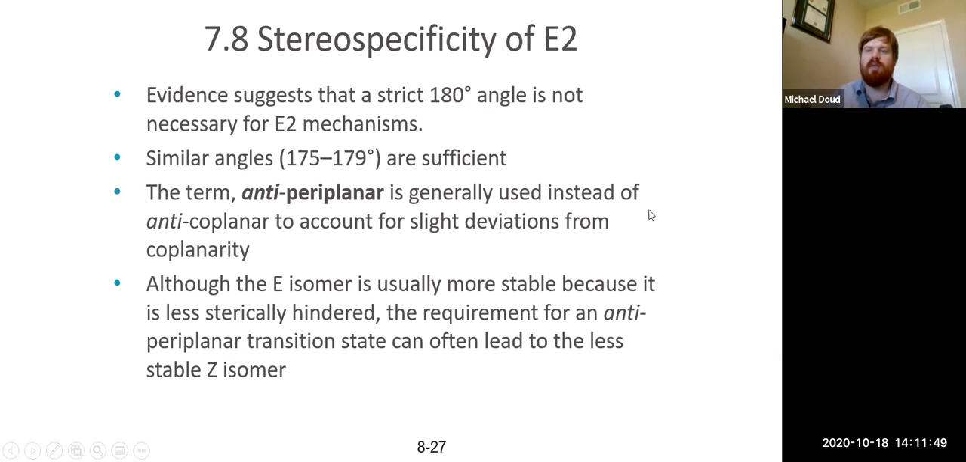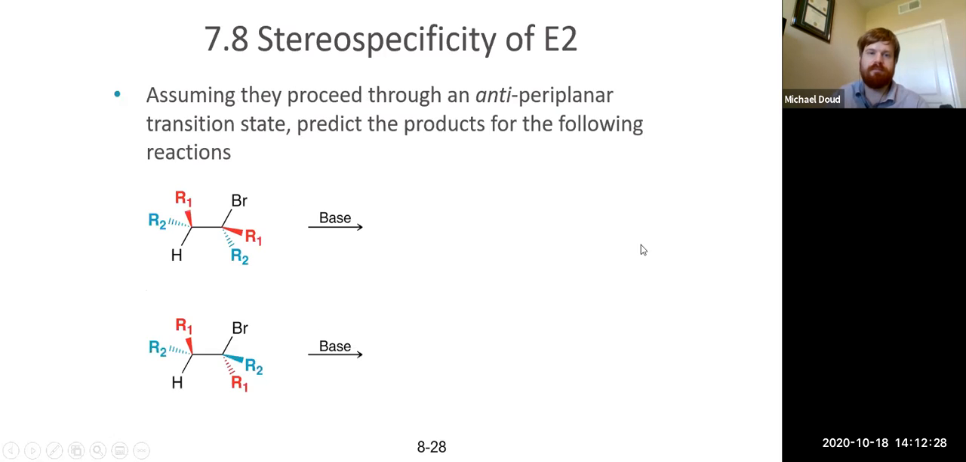Now, I said earlier something about periplanar. Coplanar makes sense, right? It's atoms that share a plane. But as it turns out, it doesn't have to be exactly a 180-degree dihedral angle. 175 to 179 degree dihedral angles will work as well. That's enough overlap that you can make it through the E2 mechanism. So the more correct term is anti-periplanar, so that you can have a little deviation there, like if there's a particularly bulky group. So sometimes, because of this anti-periplanar requirement, you actually are going to form the less stable Z isomer, just because that's the only thing that's possible.